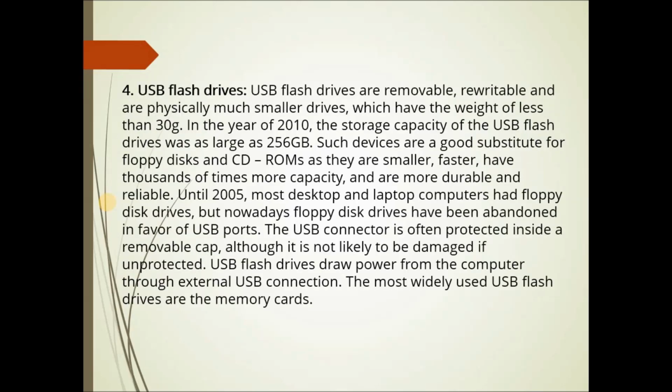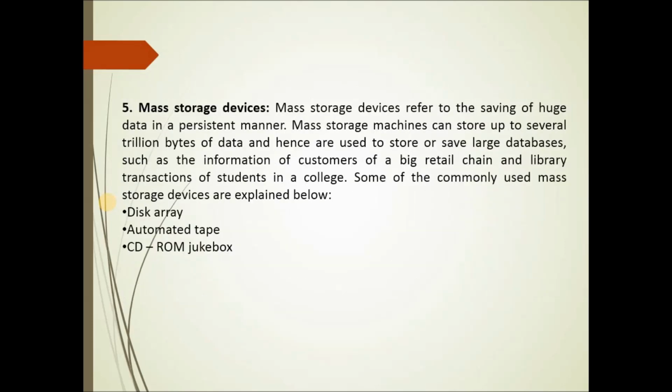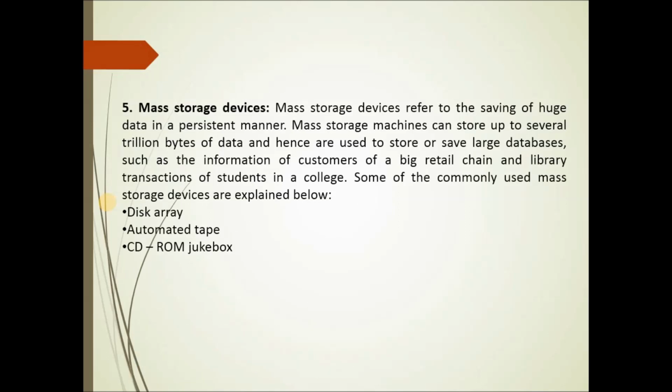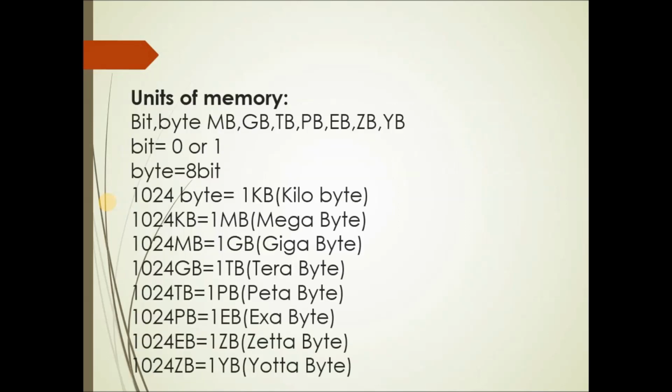After that, the USB flash drive is there. A USB pen drive, flash drive, you already know about that. So you can read from here. After that, the mass storage device, where there is no read write head, and you get small chips. A simple example is a memory card. So these are the mass storage devices, and you can read more from this PPT.